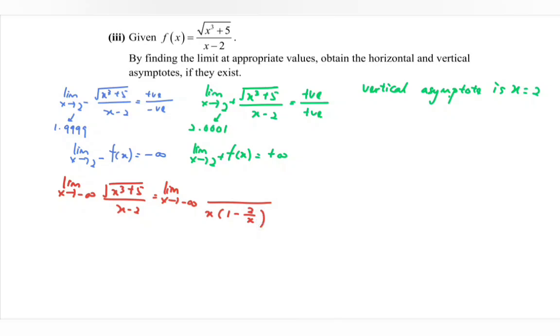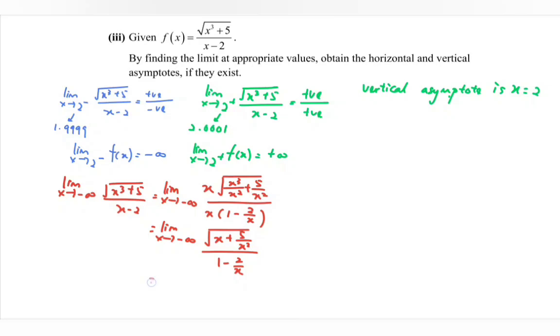For the top, we have the situation where we have the square root of x cubed over x squared, plus 5 over x squared. As we can see, the square root of x squared gives us x. So simplify: the limit as x approaches negative infinity of the square root of x plus 5 over x squared, over 1 minus 2 over x. 5 over infinity will be 0. Same goes for 2 over infinity, we will have 0 as well.